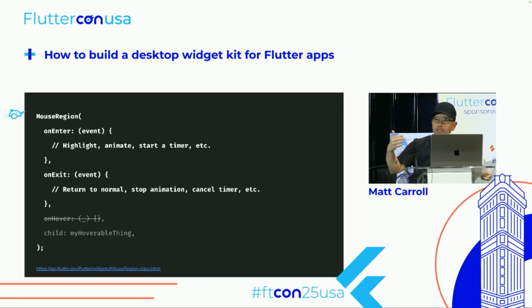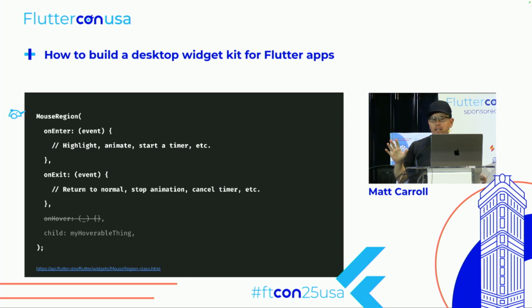The mouse region widget will allow you to provide two callbacks. One callback is invoked when the mouse goes into the bounds of the widget, and one when the mouse leaves the bounds of the widget. And you can do anything you want. You can call set state to rebuild your widget tree. You can start and stop animations. You can call out to controllers or other logical pieces. Whatever you want, you can do it with the mouse region right there.